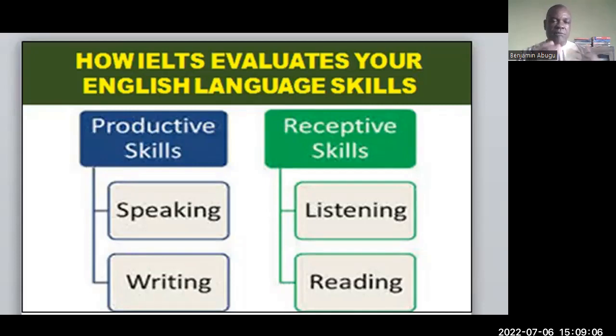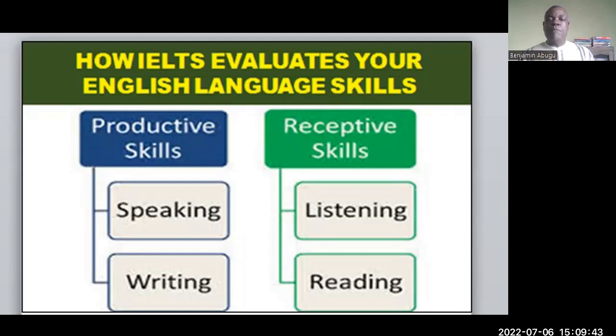If you are listening, you are not producing language, you are listening to what someone else is producing. If you are reading, you are also simply receiving language because you are reading what someone else has written. Well, if you are speaking or writing, you are producing language. So speaking and writing are productive skills, and listening and reading are receptive skills, all right? So that is the way it is.